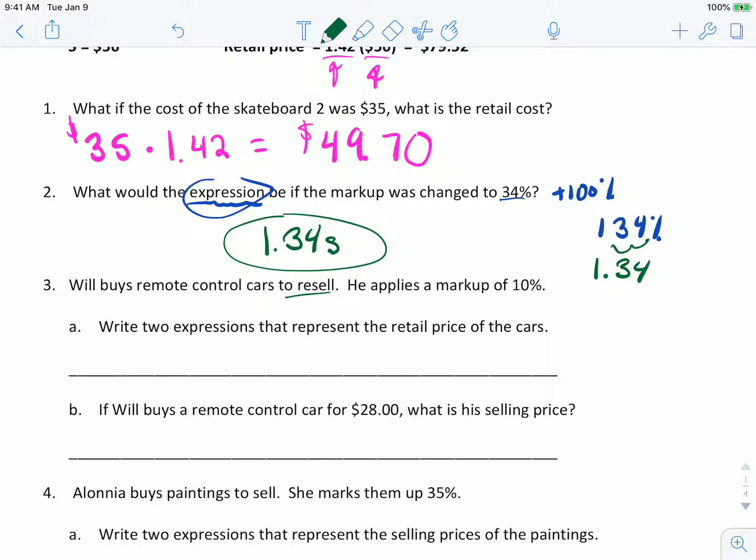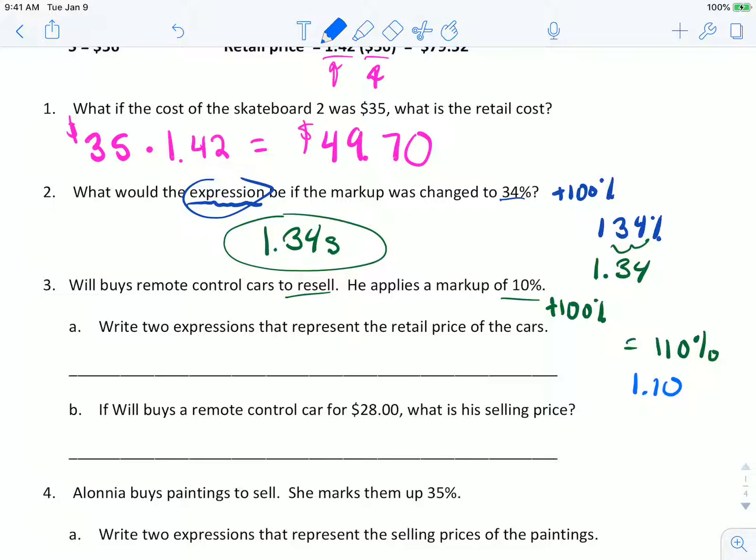Number 3, Will buys remote control cars to resell. So he's going to resell it. He applies a markup of 10%. So write 2 expressions that represent the retail price for the cars. So he is going to sell it for 10% more. So 100% plus 10% is going to be 110%. How do I write that as a decimal? Nia?